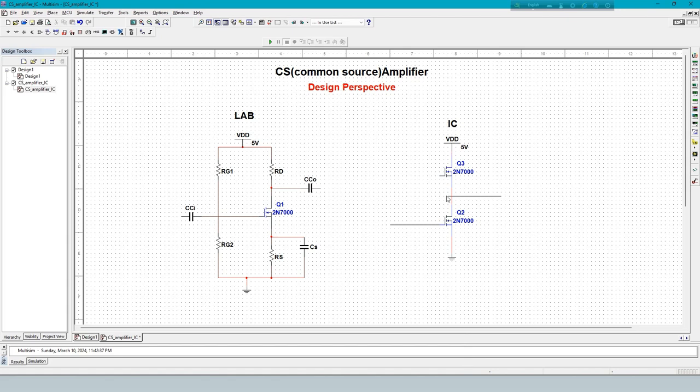Finally, we can see it becomes just two MOSFETs only. There is no external resistor, there is no external capacitor, and there is low power dissipation.